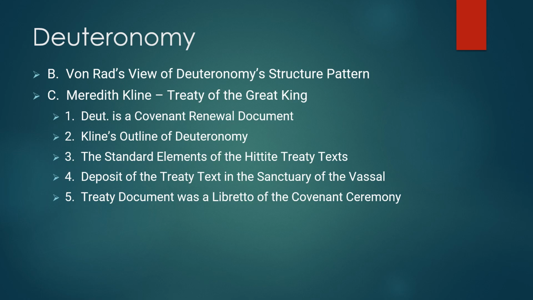So both Klein and von Rad are using what you might call form-critical methodology in looking at the structure of the book, but Klein is doing it in a way that honors the integrity of the text. Von Rad is not.